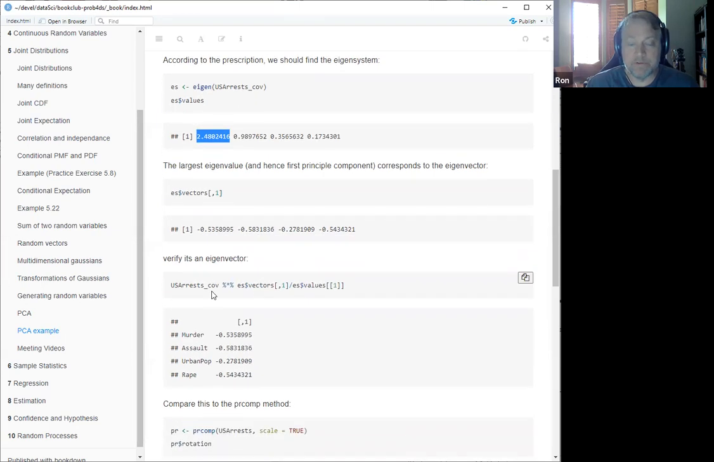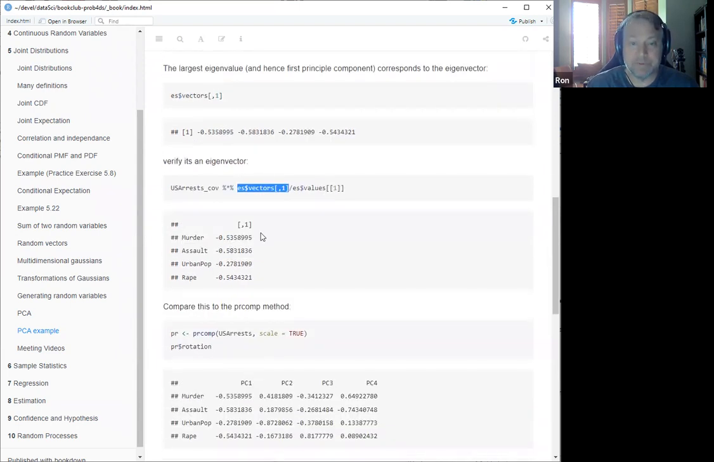Just for fun, we'll verify that this really is the eigenvector. I take the covariance matrix, multiply it by this eigenvector, and divide by its corresponding eigenvalue, and yes, I get the same thing back again. So, okay, good. I actually did that just to make sure I took the right thing. Was I supposed to take the columns or the rows? I was pretty sure I took the right thing, but I just wanted to make sure it was a column, not a row.